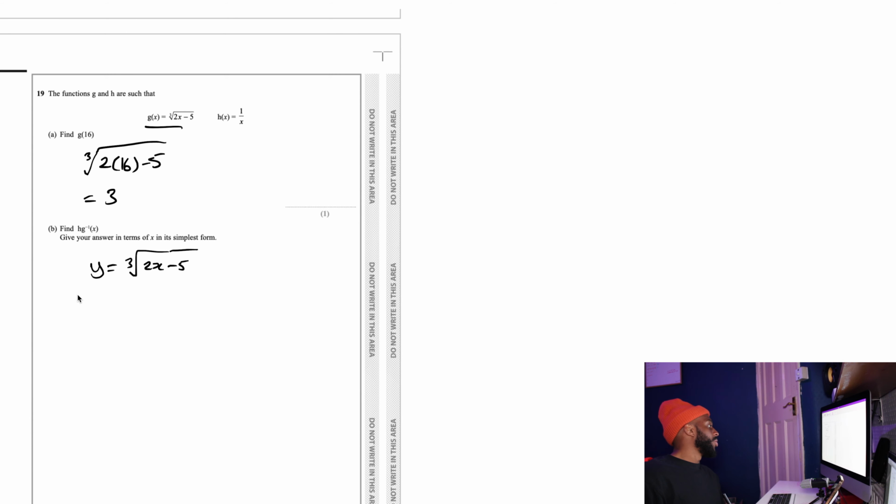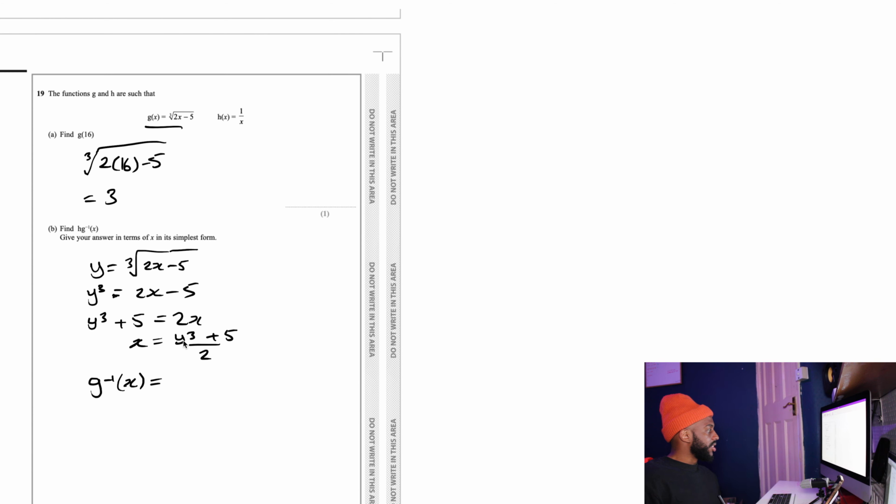So we're going to cube both sides. So y cubed gives us 2x minus 5. Then y cubed plus 5 gives us 2x. And then x is y to the power of 3 plus 5 over 2. So we actually write that as, so an inverse g function equals, instead of putting y there, we now put our x back in. So that's what it equals.